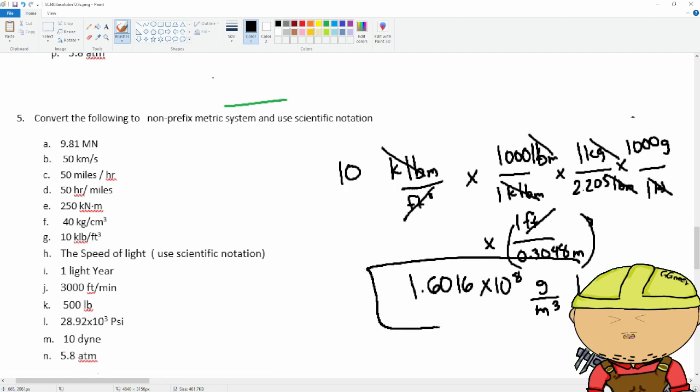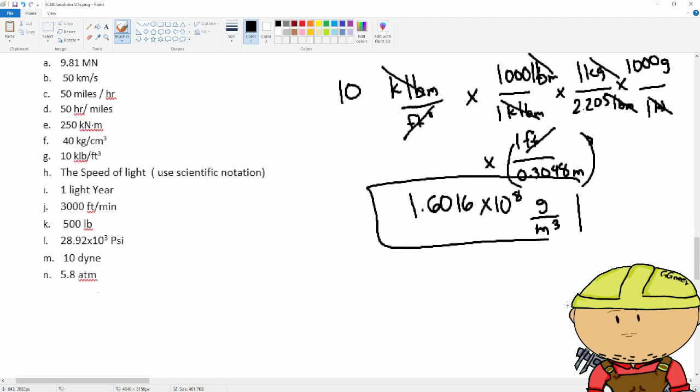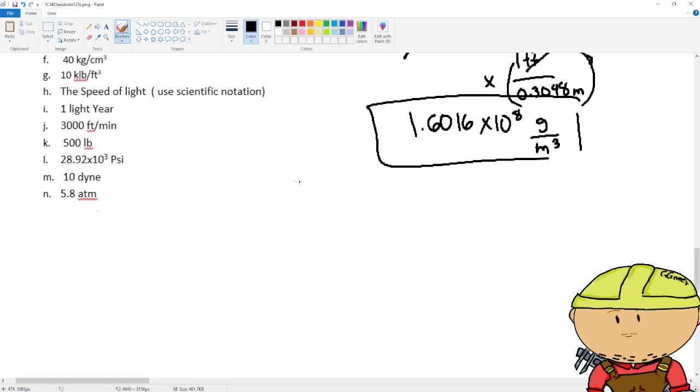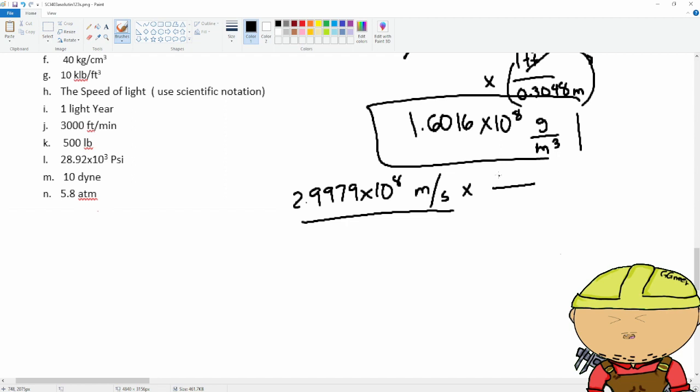Okay, non-prefix metric system. Speed of light, 2.9979 times 10 to the 8 meters per second, and that is already metric system. Then we're gonna convert that into 1 light year.